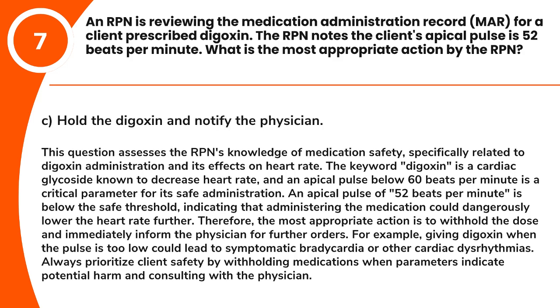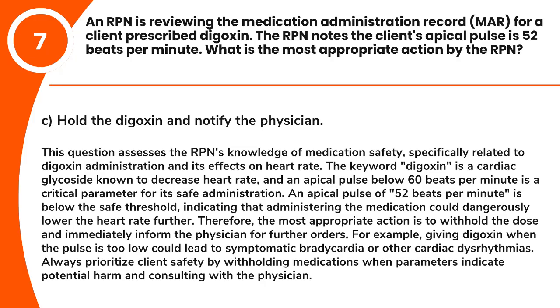Answer: C. Hold the digoxin and notify the physician. This question assesses the RPN's knowledge of medication safety, specifically related to digoxin administration and its effects on heart rate. The keyword digoxin is a cardiac glycoside known to decrease heart rate, and an apical pulse below 60 beats per minute is a critical parameter for its safe administration.